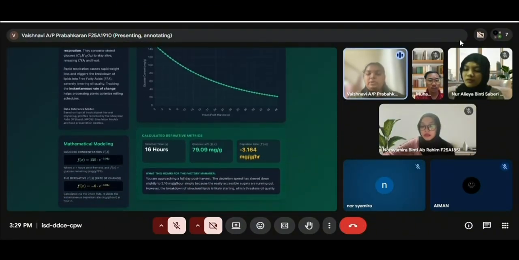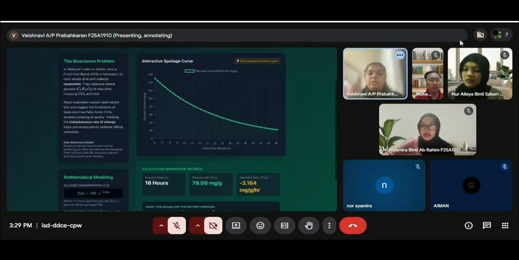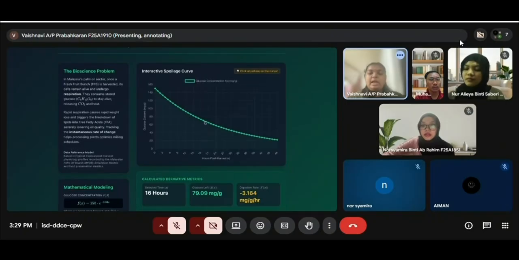This website also translates mathematical results into practical agricultural insights. At around 14 hours post-harvest, the depletion speed has slowed because easily accessible sugars are becoming depleted. However, this also signals the possibility of a further deterioration process that may affect oil quality. This information can help factory managers decide when fruits should be harvested or processed to minimize losses and maintain product quality.